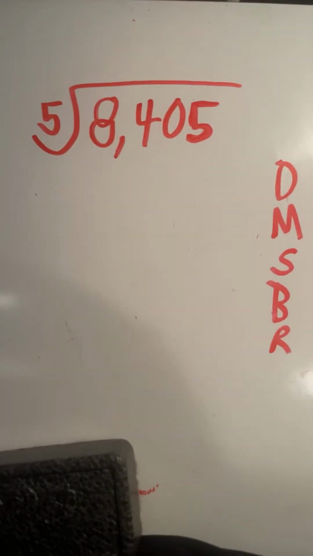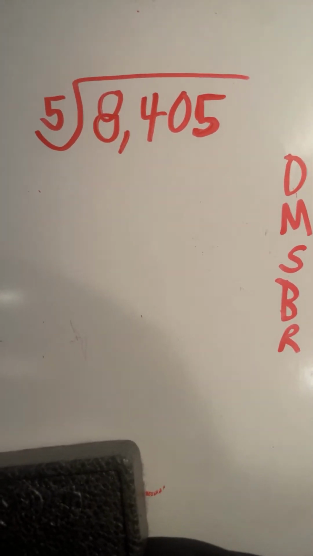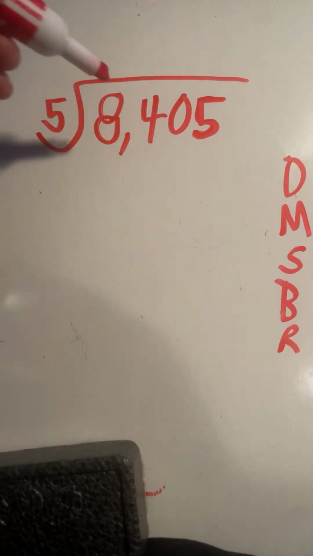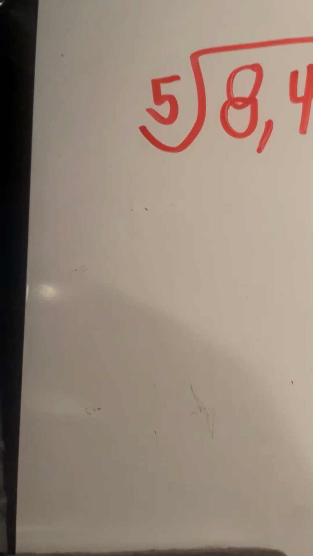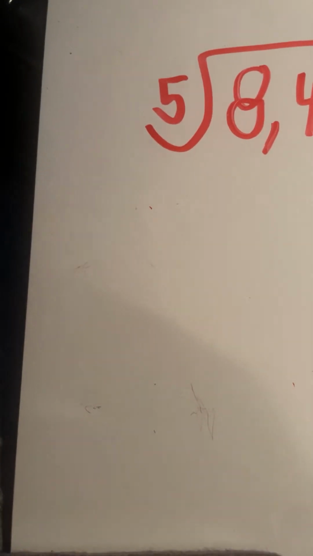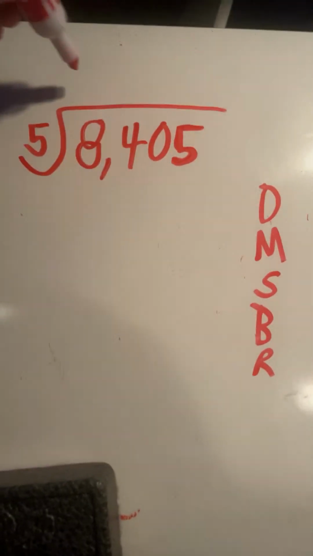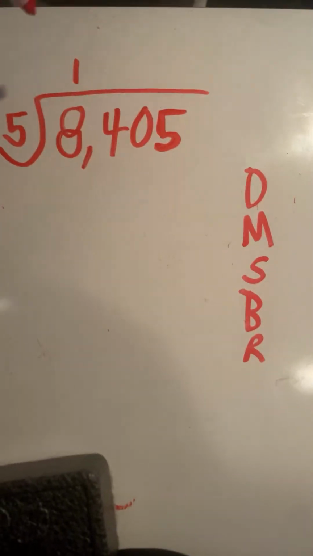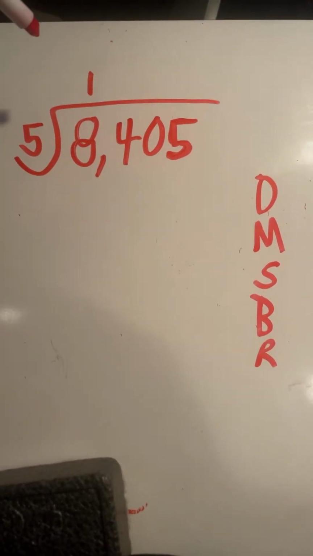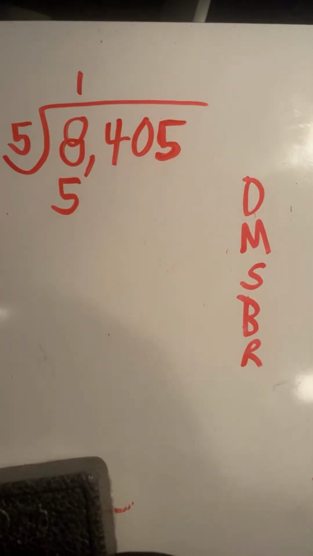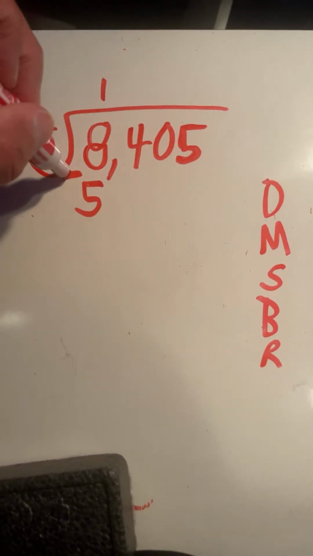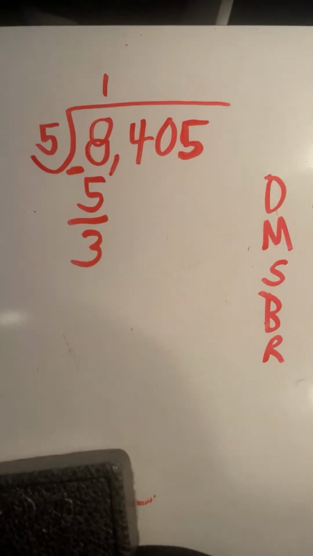8,405 divided by 5. We want to divide by the smallest number possible. The rule is the number inside the square has to be greater than or equal to the number outside the square. And for this one, we can start out with 1 digit by 1 digit division, because 8 is bigger than 5. So 8 divided by 5 equals 1. So step 1, we divide. Step 2, we multiply to determine what number we're going to need to subtract. 1 times 5 equals 5. Step 3, we subtract. 8 minus 5 equals 3. We have a remainder of 3.